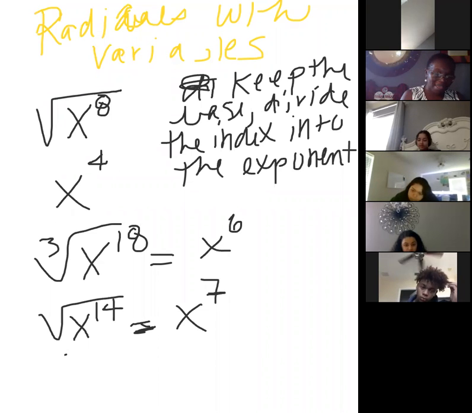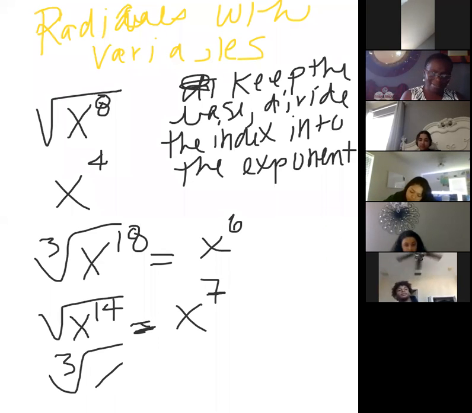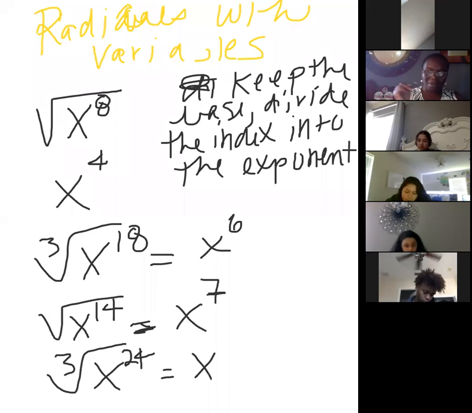So what if I had the cube root of x to the 24th power? What would that one be? X to the what power? 3 goes into 24 how many times? 8 times, okay? So this one would simplify to x to the 8. Now, guys, this is easy.